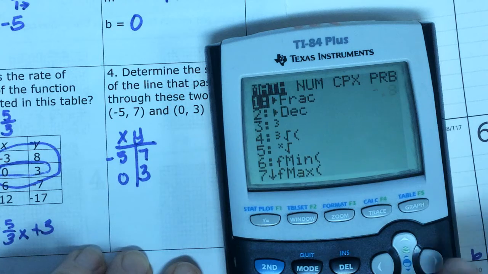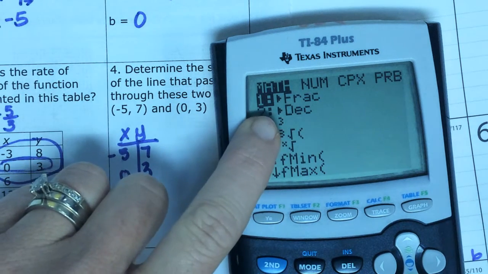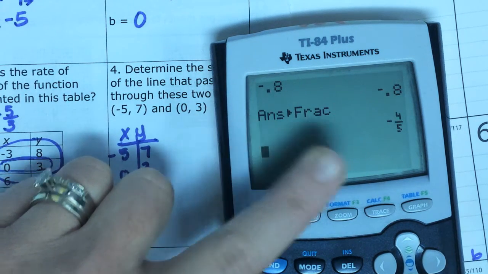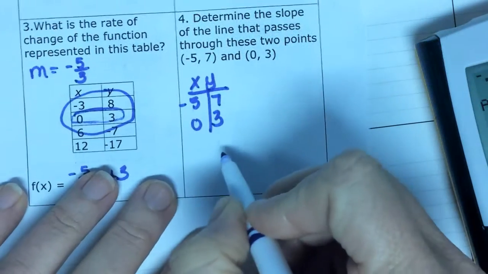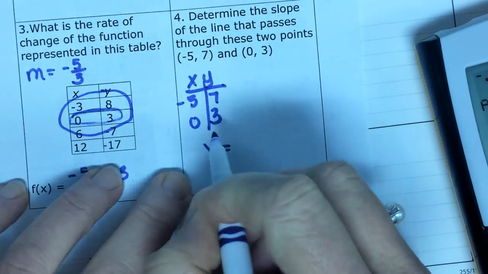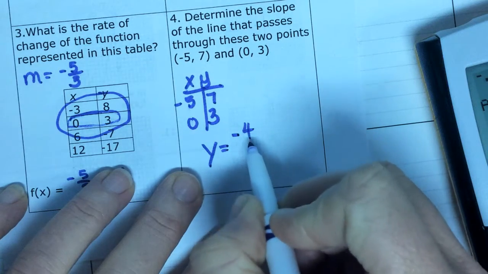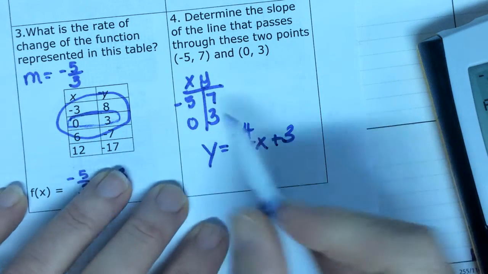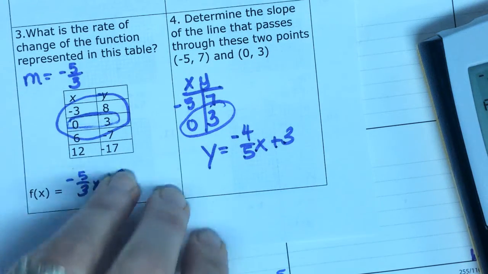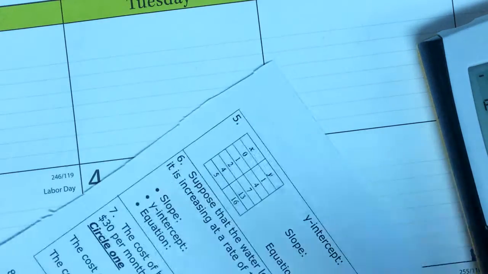Then this is where you would hit math, and then we want to convert it to a fraction. So I see it's negative 4 over 5. So therefore, y equals negative 4 over 5x plus 3. And again, I could identify the y-intercept from the table. Okay, so let's flip it over to the back side.